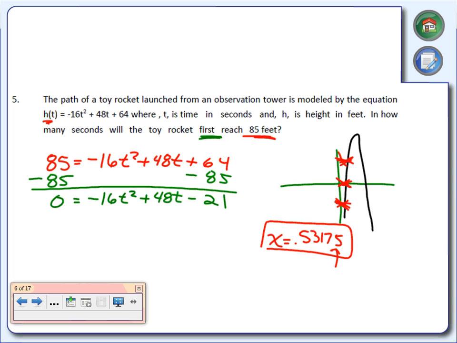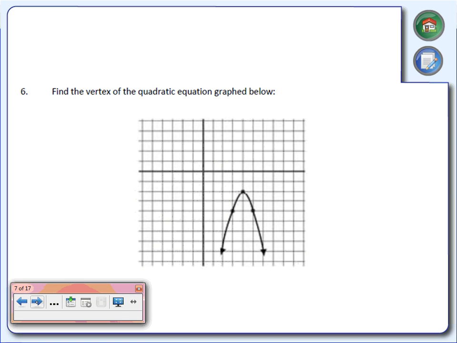All right, so that was number 5. Number 6, this should have been fairly easy. All we're looking for on number 6 is the vertex. The vertex is either the minimum or the maximum point. In this particular case, it's the maximum. This right here is the vertex. The question is, what is the ordered pair for that vertex? 4, -2. So the answer I'm looking for on number 6 is 4, -2.